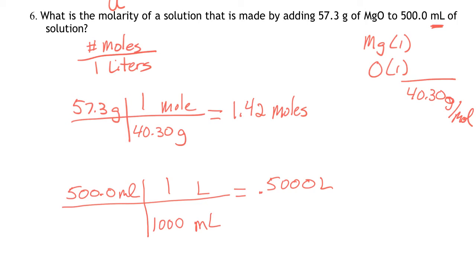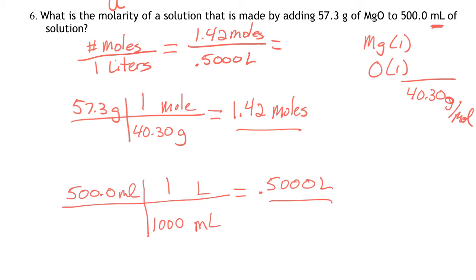Now I'm ready to plug these numbers into my formula. So the number of moles in this are 1.42 moles divided by my number of liters, my volume, 0.5000 liters. Put that in the magic calculator, and you're going to get 2.84 molarity. 3 significant figures, because that has 3, this has 4. I got to go with the lower one, and there's your answer.